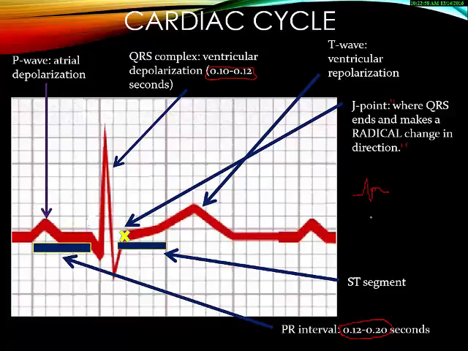J point is going to be extremely important for identifying STEMI when we get there. So keep that in the back of your head. J point is huge.